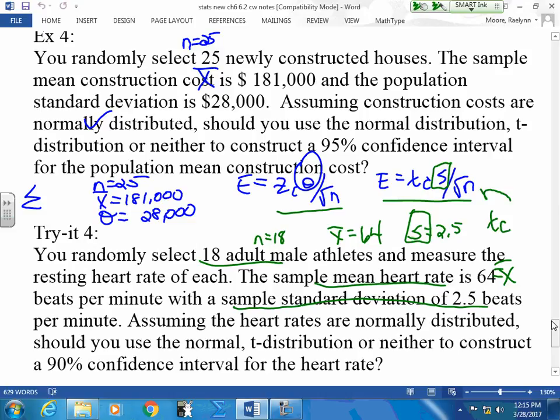I'm going to use this piece. Tc uses table 5, Zc uses table 4. And again, the calculator steps are nice. Z interval, T interval. Questions on this? The only thing you have to decide for yourself is which one should we use.